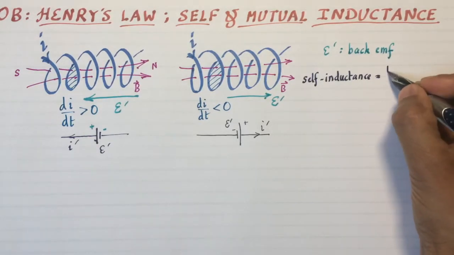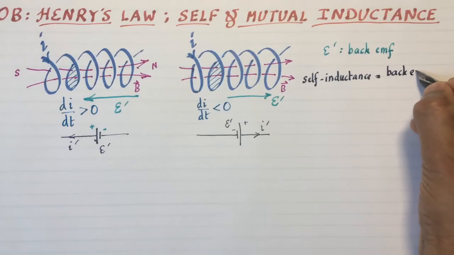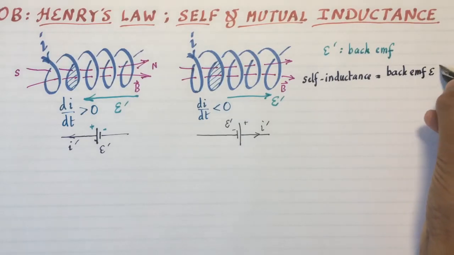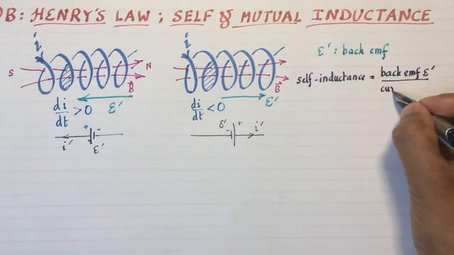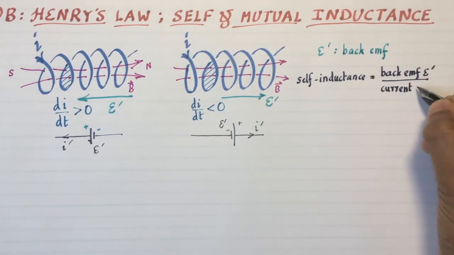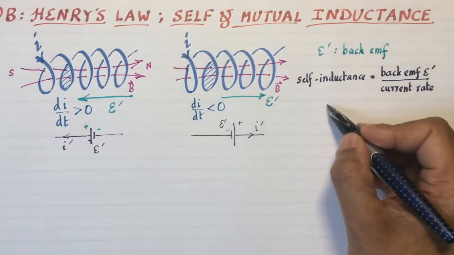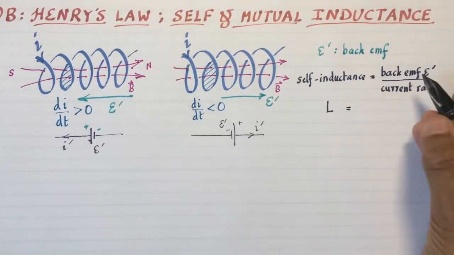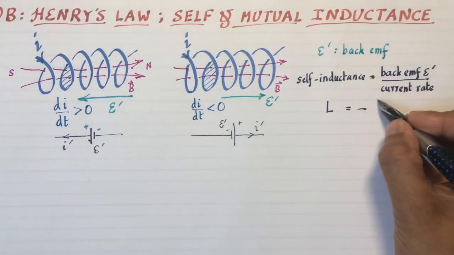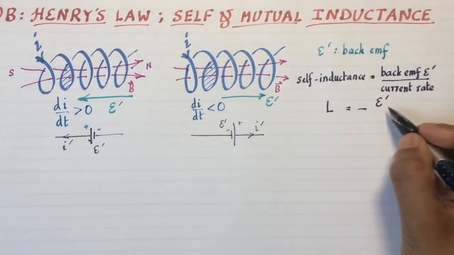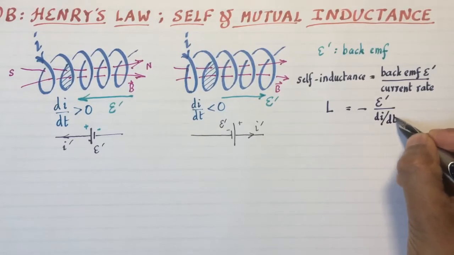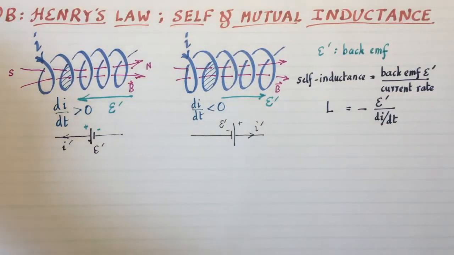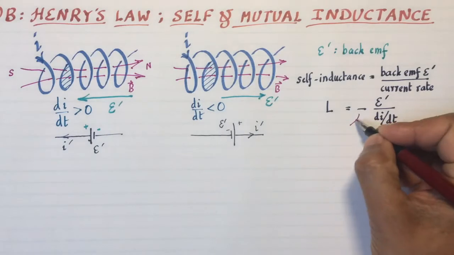is the back EMF that's generated by the coil in response to the change in current per unit current rate. So this is like an advanced Ohm's law. So L is a symbol for self-inductance, and you put a minus sign there. I'll explain that in a second. L equals minus E prime over di by dt. That minus sign is just Lenz's law in action again.